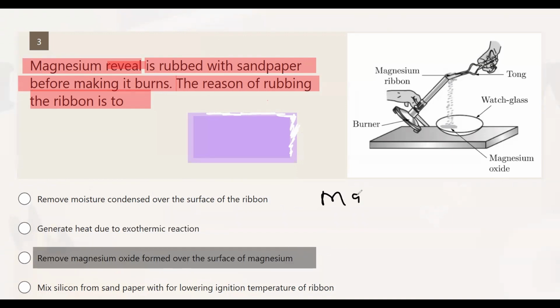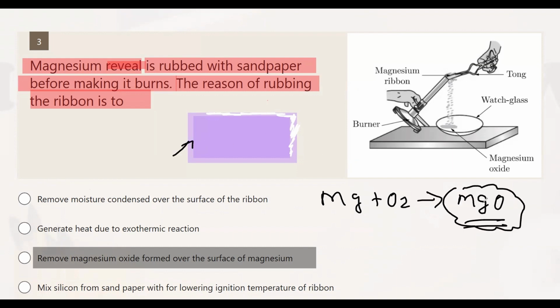Magnesium, as I said, is a reactive metal. It reacts with oxygen present in the air to form a layer of magnesium oxide. This is a protective layer. It is unreactive and it prevents the inner layer from getting further oxidized, and therefore prevents burning.